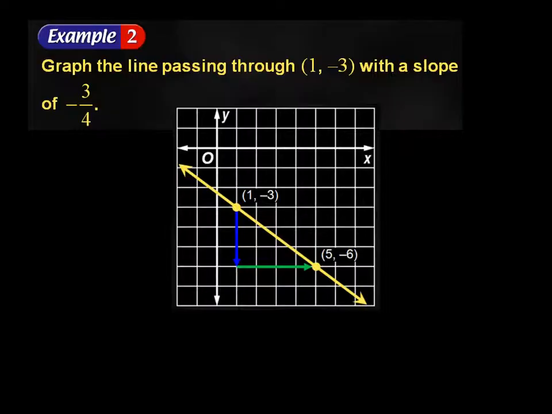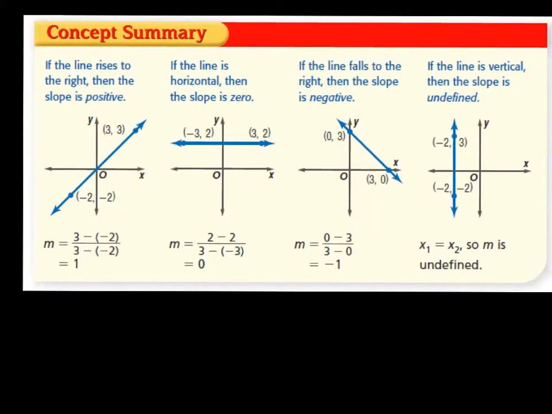We've done that before. If a line rises from the left to the right, its slope is positive. If it's horizontal, its slope is 0. I'm not going up or down. If it falls from left to right, then the slope is negative. A vertical line, the slope is undefined.